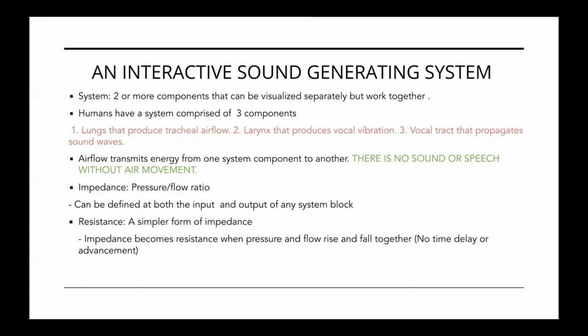Airflow transmits energy from one system to another. And always remember, there is no sound or speech without air movement. And the degree of interaction is often quantified by a pressure flow ratio between the components. And this pressure flow ratio is known as flow impedance, which can be defined at both the input and output of any system block.